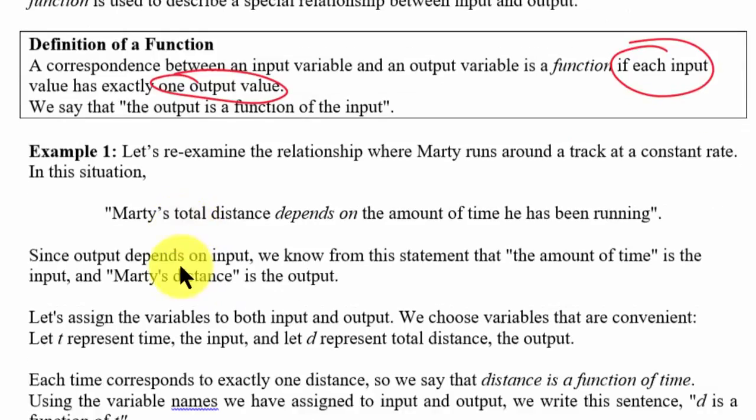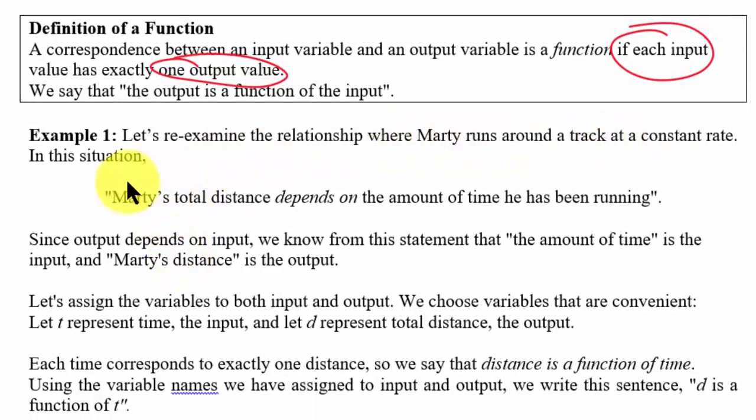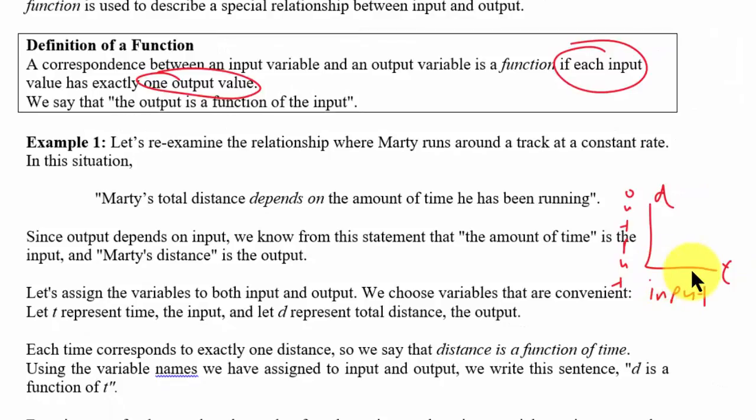So we go to example 1, we start thinking about Marty running around the track. So Marty's total distance depends on the amount of time he's been running. Okay, so the time would be the input and the distance would be the output. Right, so since output depends on input, we know from this statement that the amount of time is the input and Marty's distance is the output. Right, I did a quick makeshift sloppy graph here. Time is on the horizontal axis, and input is always on the horizontal axis. Vertical axis is distance, and the output is always going to be found on the vertical axis, okay?